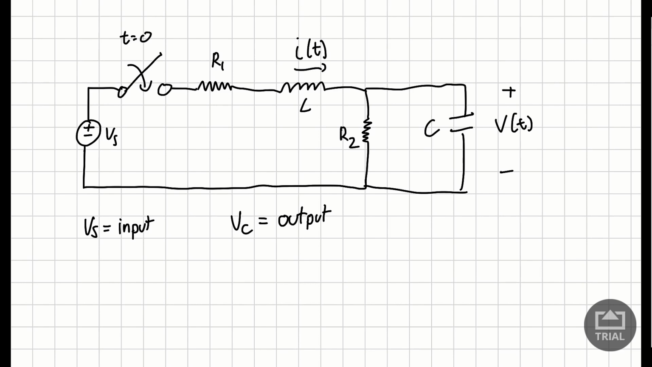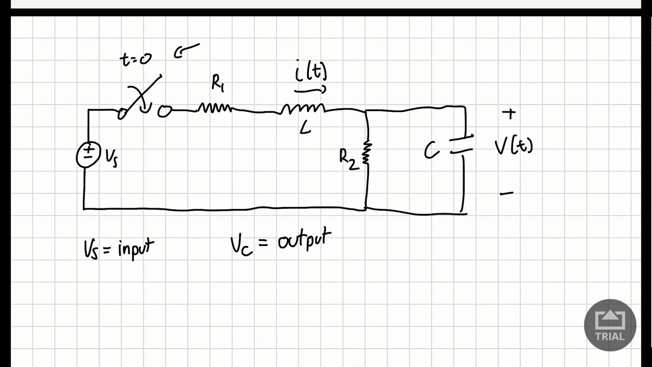Okay, so I'm going to be creating a second order differential equation that shows how the output of the circuit is related to the input for time greater than or equal to 0. If we look at the switch over here, we can see that at time equal to 0, this switch will close, therefore completing the circuit. So for time greater than 0, you can make this switch closed.